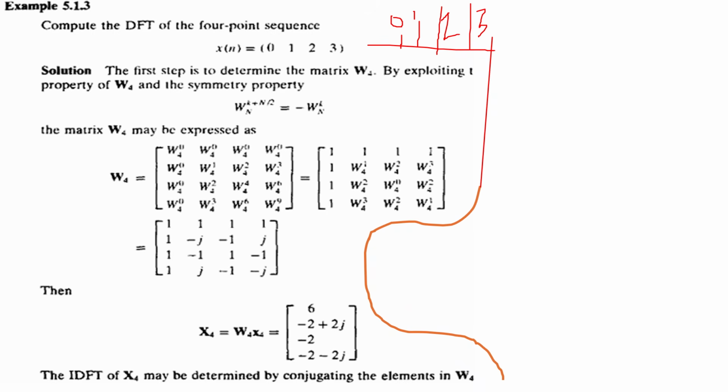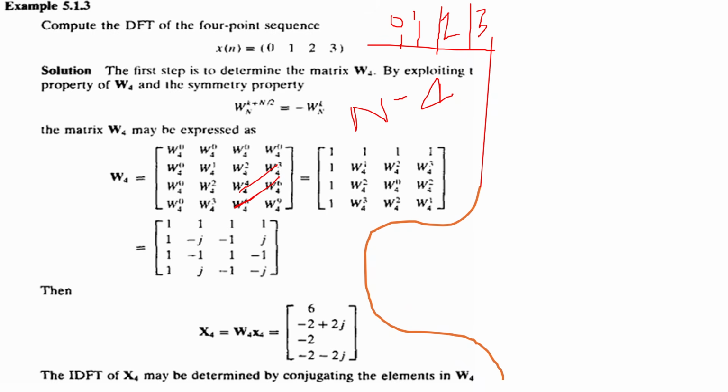So capital N is how much? 4. Why is it 4? Because total how many samples are there? 4 samples, right? So in order to get the W_4 matrix, we have W_4^0, W_4^0, all zeros, then W_4^1, then W_4^2, then W_4^3, and the exponents go on 0, 2, 3, then 4, and then 3 again. So both will be the same.